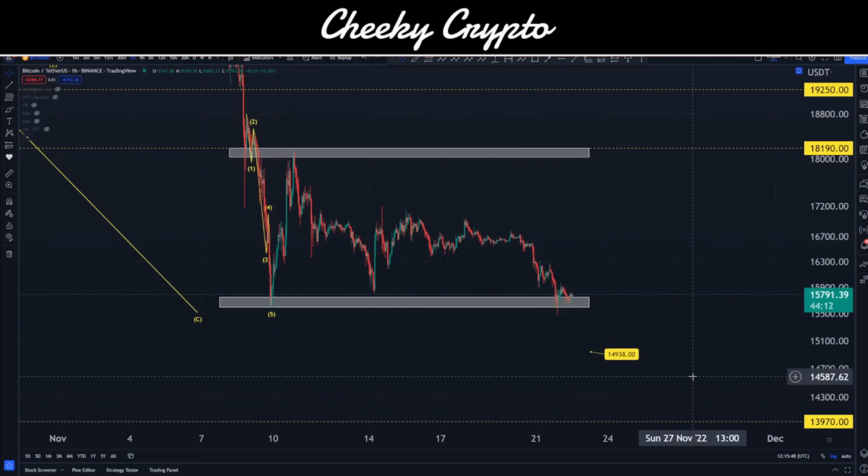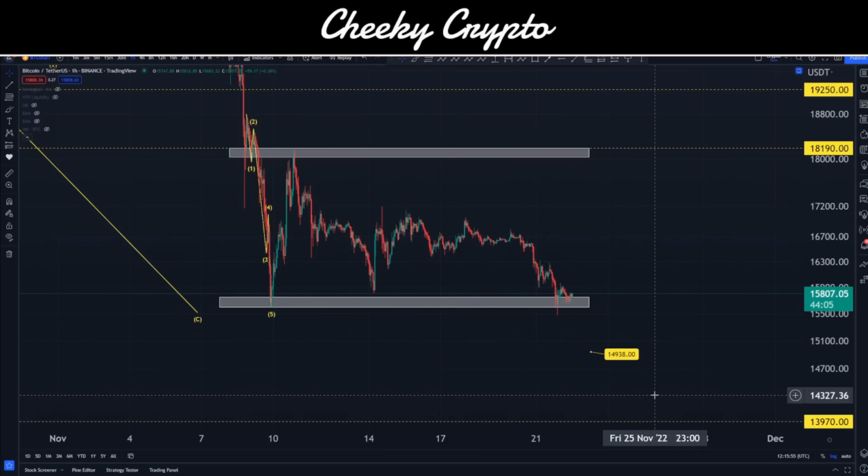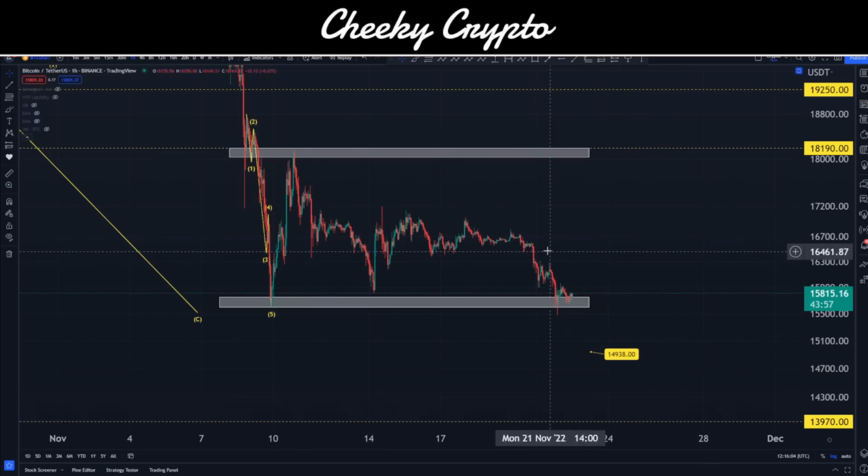I had this scoped out around the 15,285 level, and that has now changed because we didn't push up as high as I first thought we were going to, so therefore the lower target has dropped down even lower, just underneath the $15,000 level. Now, what we're going to do is put some waves on here to help us understand how we get to this number here.